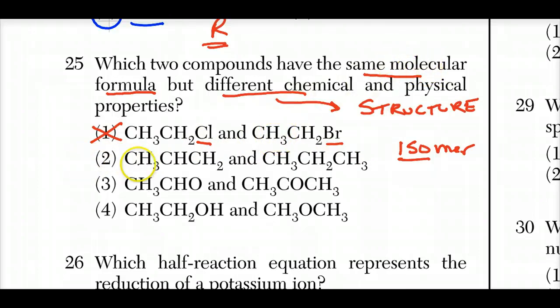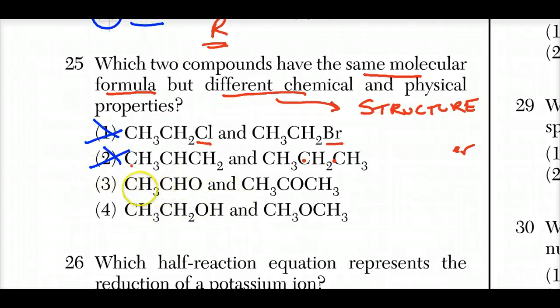Okay, now look at 2. I got 1, 2, 3 carbons, 1, 2, 3 carbons. And if I count my H's, I have 3 plus 1 is 4, 4 plus 2 is 6. So the first one is C3H6. The other one here is C3H8. And that's not going to work. They have different numbers of H's. So choice 1 and 2, I can cross off.